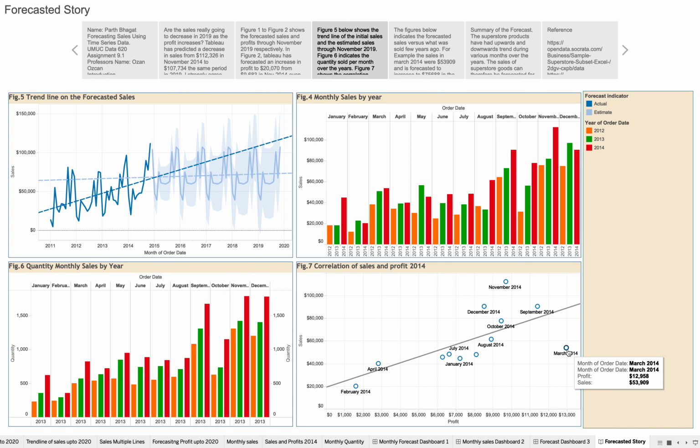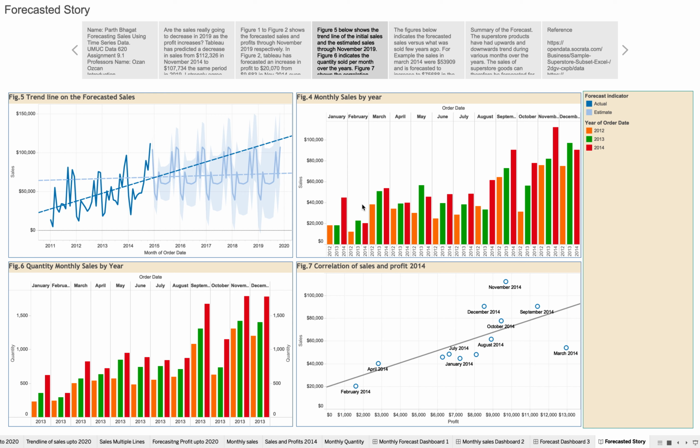But look at this dot here. This kind of strikes me a little bit. Why? What is this that we sold? We didn't sell that many, but we made the most profit out of it. I don't know what it is, but whatever they're selling, they need to sell more of these to make more profit. So let's go to the next slide.